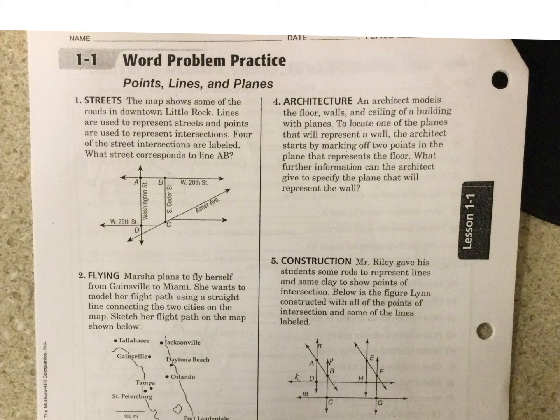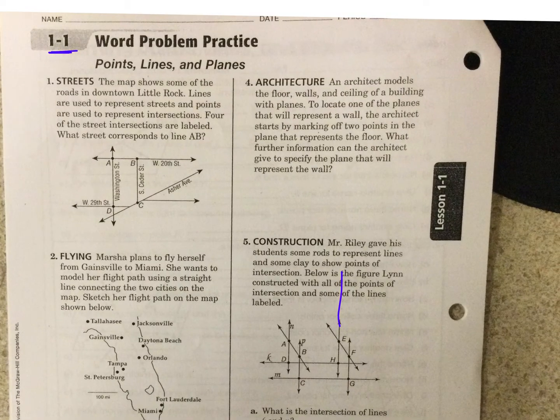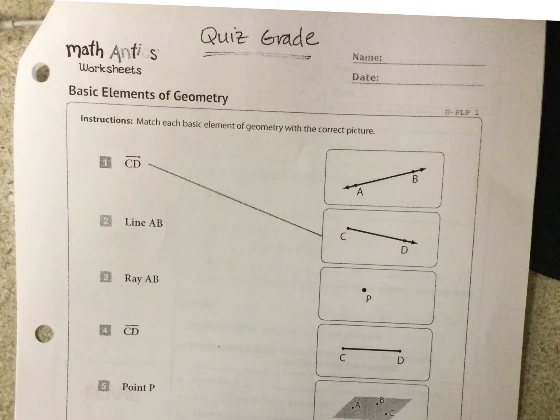All right, the first thing I need you to do, this is the second to last page of your 1-1 packet. I need you to do these 5 word problems. When you're done with those, I need you to take the quiz. This is what the quiz looks like.